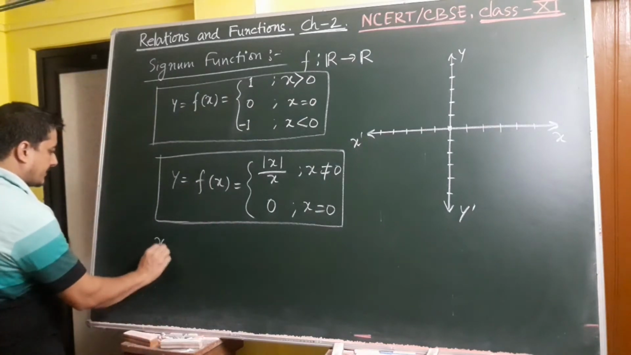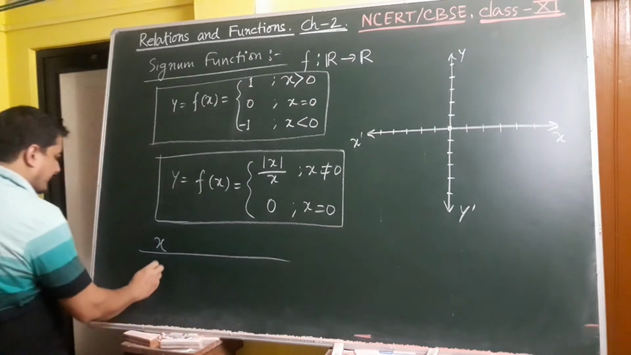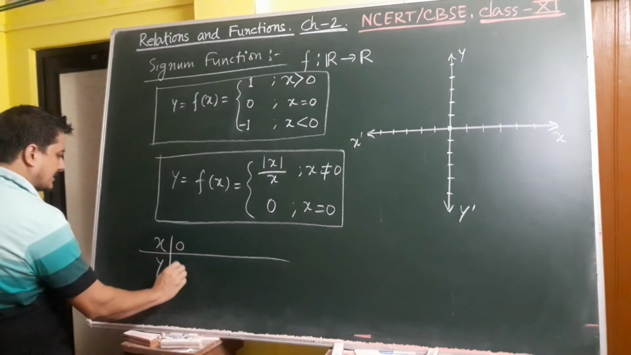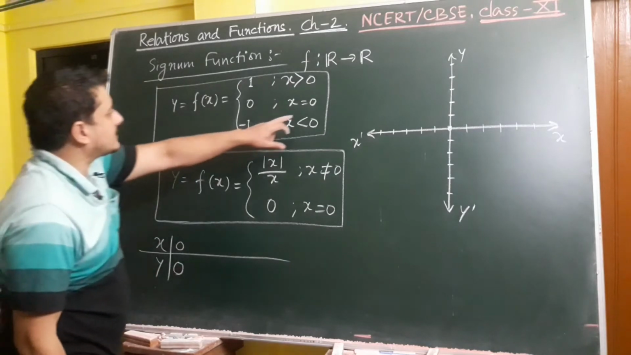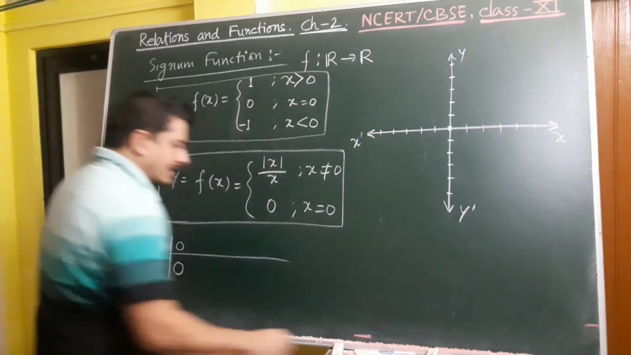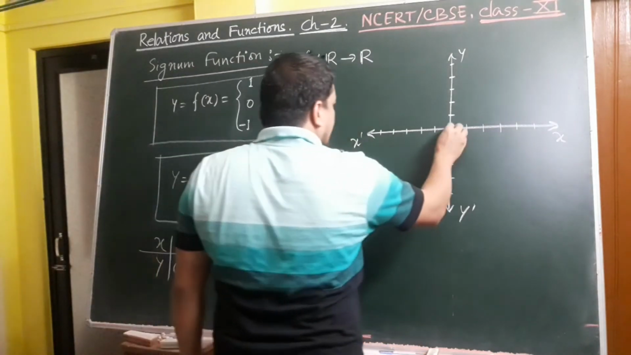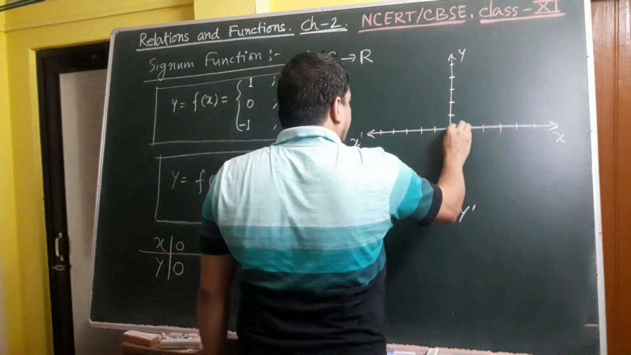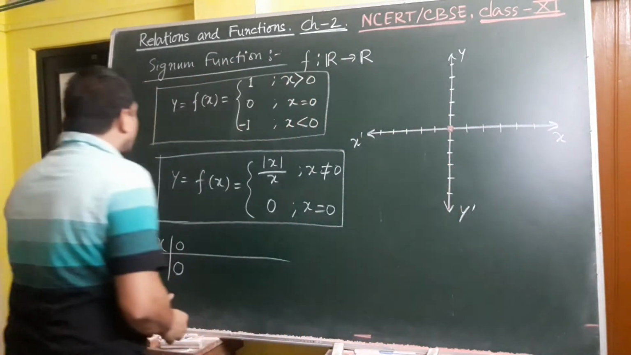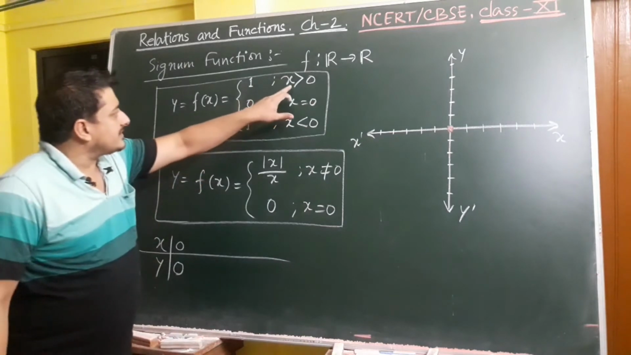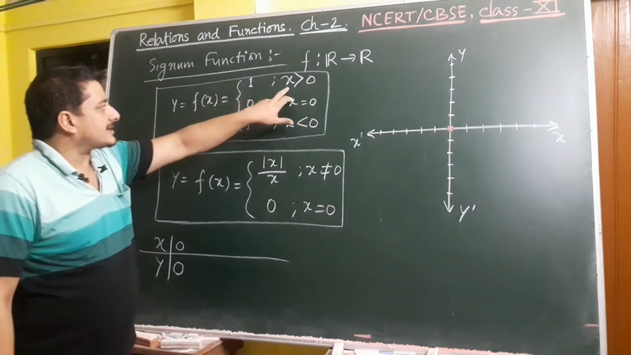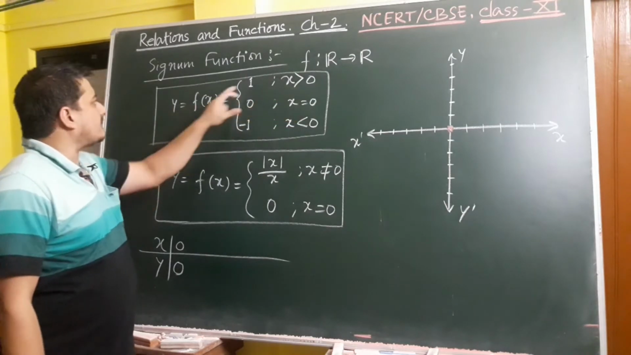If I prepare the table for x and y, for x equal to 0, the value of y is 0. So I locate that point. This is the point that is part of our graph, 0, 0. Now any value of x which is greater than 0, the value of y will be 1.